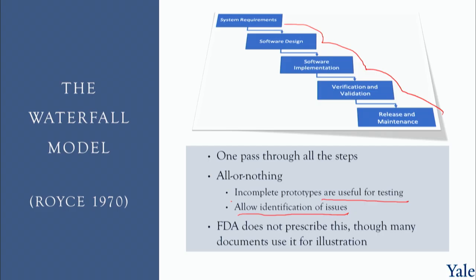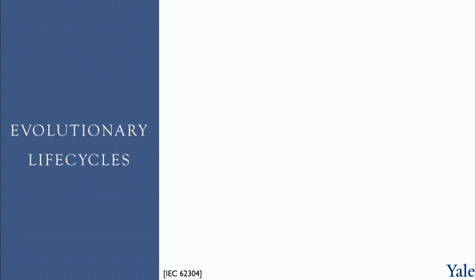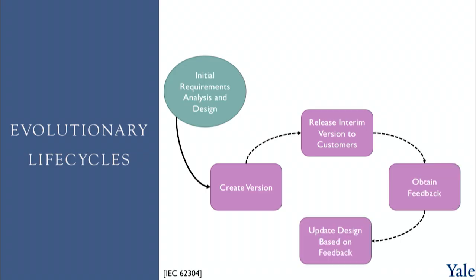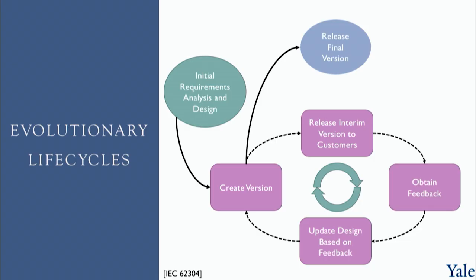Let's go to the other end of the process. Let's look at the evolutionary life cycle. Here you do an initial requirement analysis and design. You create a version of the software. You release this interim version to your customers. You get feedback. Based on the feedback, you revise the design. You create another version. And you go around this loop as many times as you need, maybe a few times, maybe every few months. You may release 4, 5, 6 versions until the thing is complete, and then you release your final version to your customers.